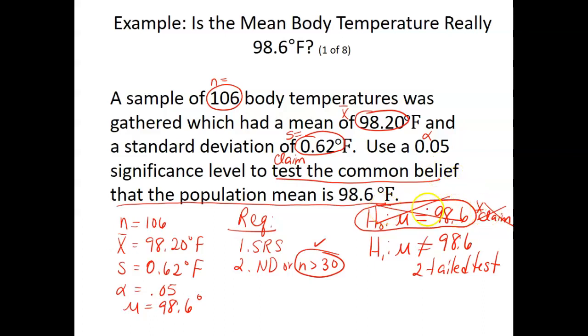Remember, when the claim is in the null hypothesis, your statement is going to talk about whether or not you reject the claim. When your claim is in the alternative hypothesis, you're going to talk about whether or not you support the claim.